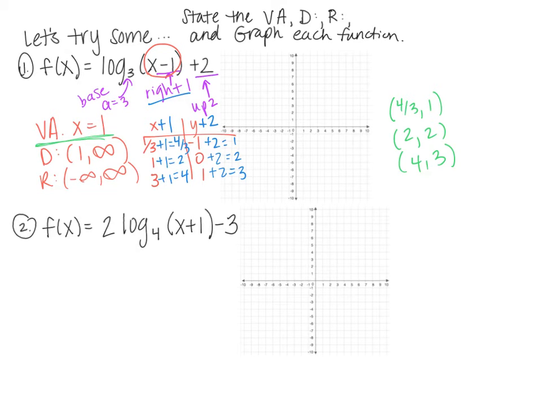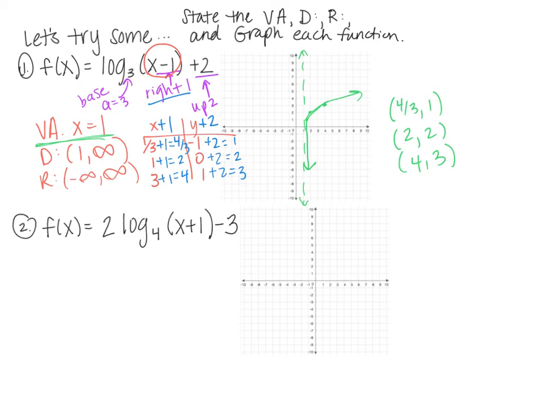Okay. Remember, I also need to graph that vertical asymptote. So I'm going to start with that. Vertical asymptote there at x equals 1. I'm going to graph my points 4/3, 1, 2, 2, and 4, 3. As I connect the dots here, one side is going to go vertically approaching that asymptote, and the other side is going to go off to infinity. All right? Let's look at our next function here.